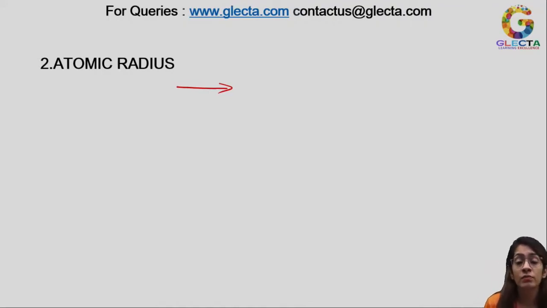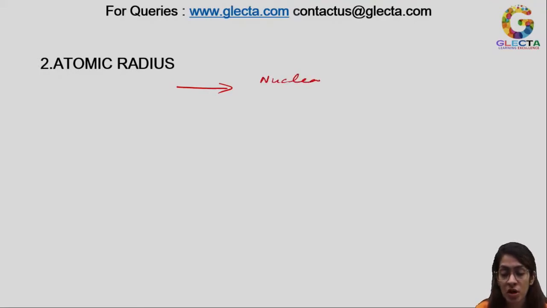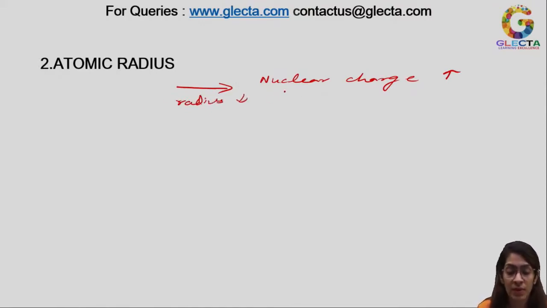So when you move from left to right, the atomic number increases, the additional electron goes into the outermost shell, causing repulsion between different electrons, and as a result the effective nuclear charge would increase, and this increase in the nuclear charge would decrease the size. So atomic radius would decrease when you go from left to right in the periodic table.